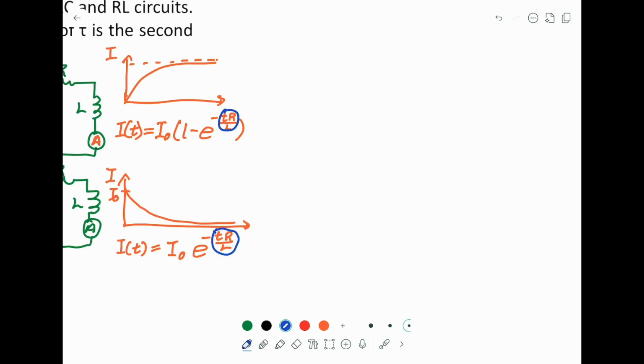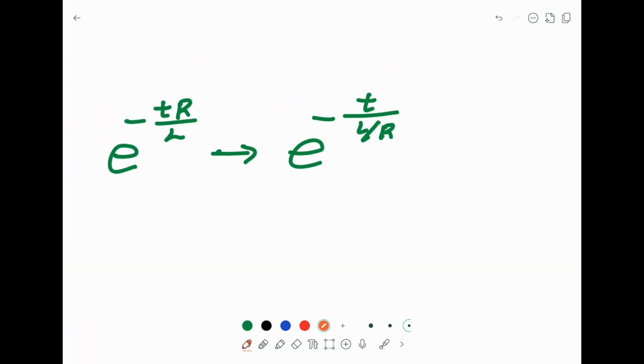For the inductor, e to the minus tR over L. Now we can rewrite this one as e to the minus t over L over R. So again, we have two parts. The numerator t is measured in seconds. So we argue L over R must also be measured in seconds.